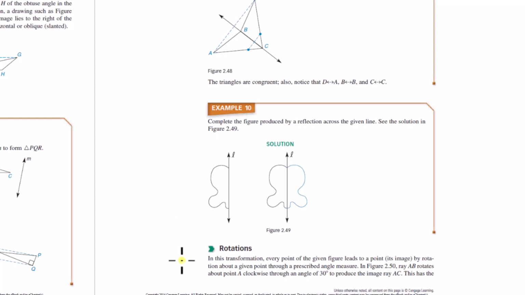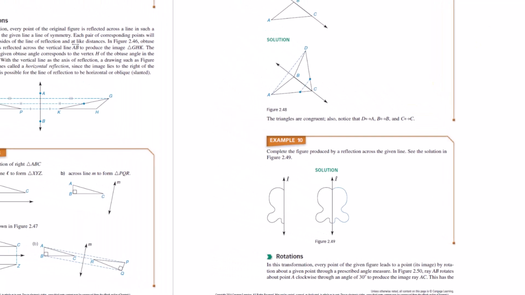Let's move on to the last type of rigid body transformation. That's a rotation. Okay, in a rotation, every point of the given figure leads to a point by rotation about a given point through a prescribed angle measure. Okay, so let's come to the next page.